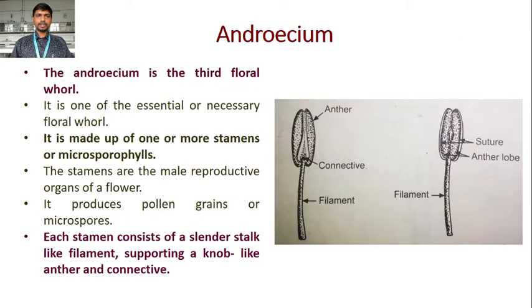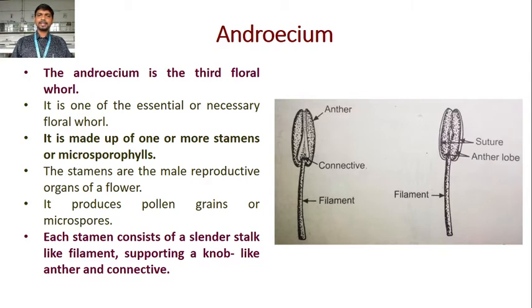So this is the androecium. It is the third floral whorl, one of the essential or necessary floral whorls for reproduction. It is made up of one or more stamens or microsporophylls. The stamens are the male reproductive organs of a flower. It produces pollen grains or microspores. Each stamen consists of a slender stalk-like filament supporting a knob-like anther and connective. So these are the parts of the androecium: filament, anther and connective.